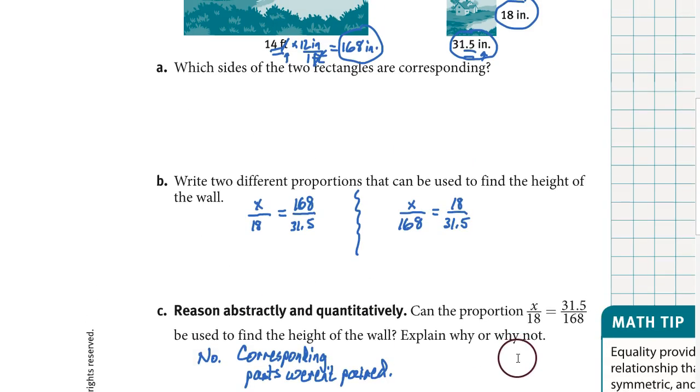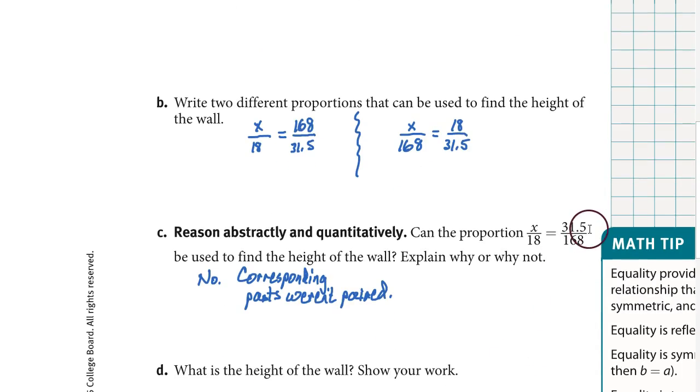X is the height of the wall. 18 is the height of the image. But then down here we took the length of the image and compared to the length of the wall. So this was having to do with the wall. The 18 had to do with the image. But over here the 31.5 was the image and the 168 was a measurement about the wall. Wall compared to image, image compared to wall. Things are not in the right order to be corresponding parts.